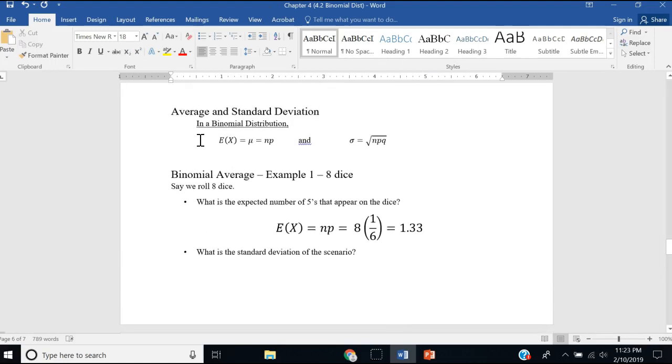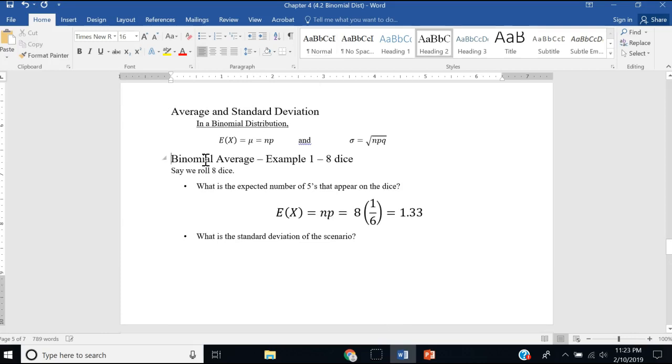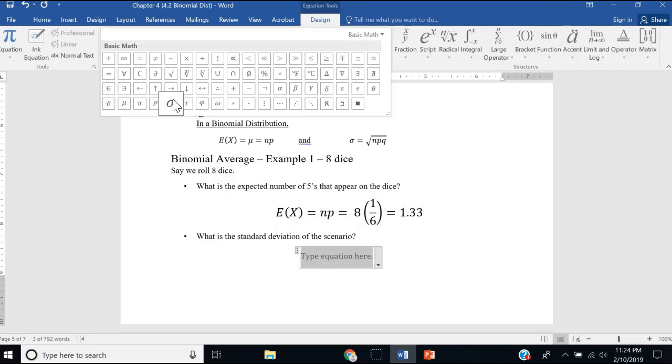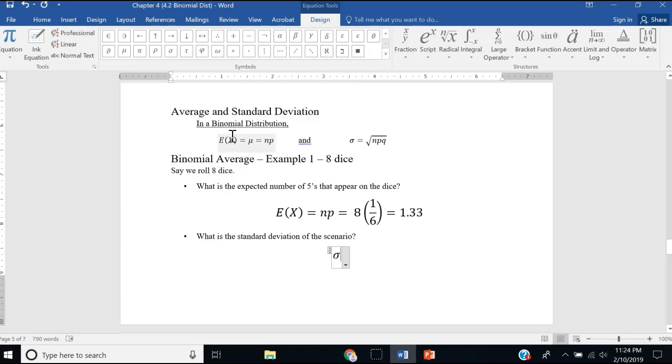Yeah, that was going to put me on standard deviation. Well, don't forget, this is always a population standard deviation. So we can look at our population standard deviation, and it says it is the square root, find the square root symbol, square root of n times p times q.